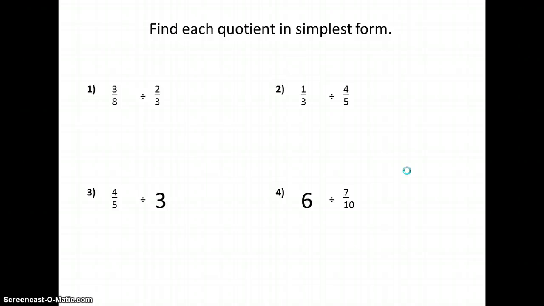On this slide, you need to actually find the quotient in simplest form. Remember, you first need to keep it, change it, flip it, and then multiply just like any other multiplication problem. Pause the video now and do numbers 1 through 4 in your notebooks. Do not forget to WSQ in your notebooks as well.